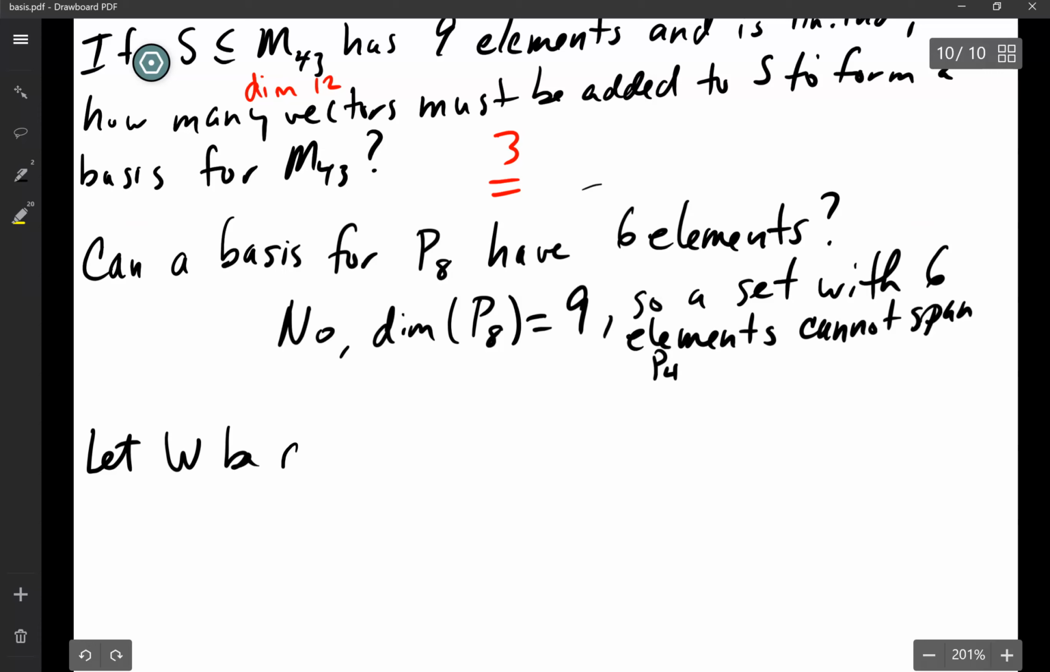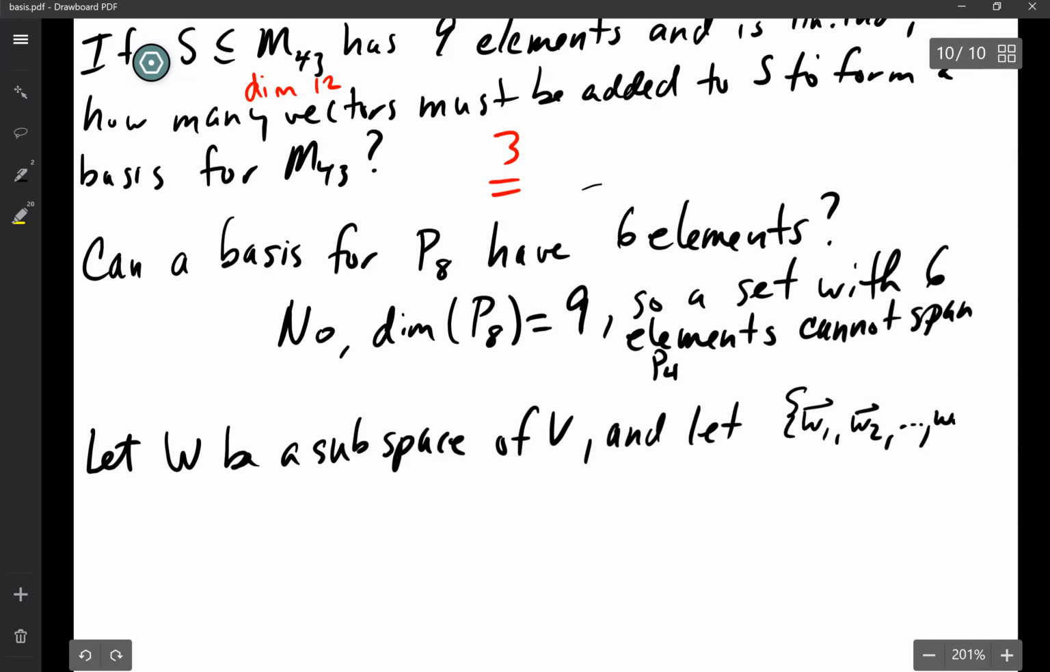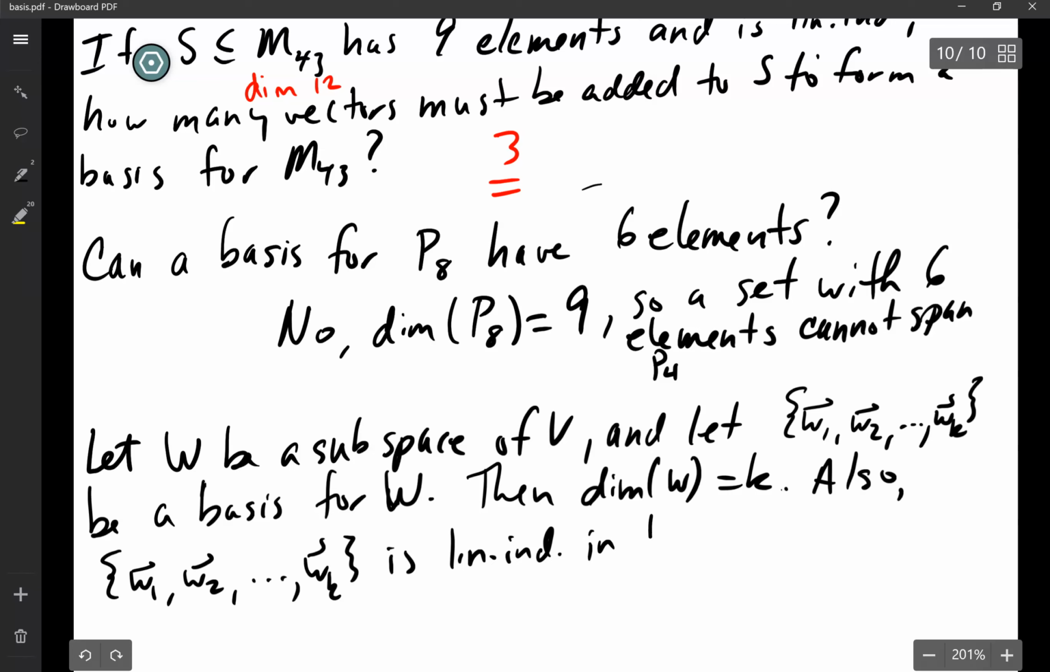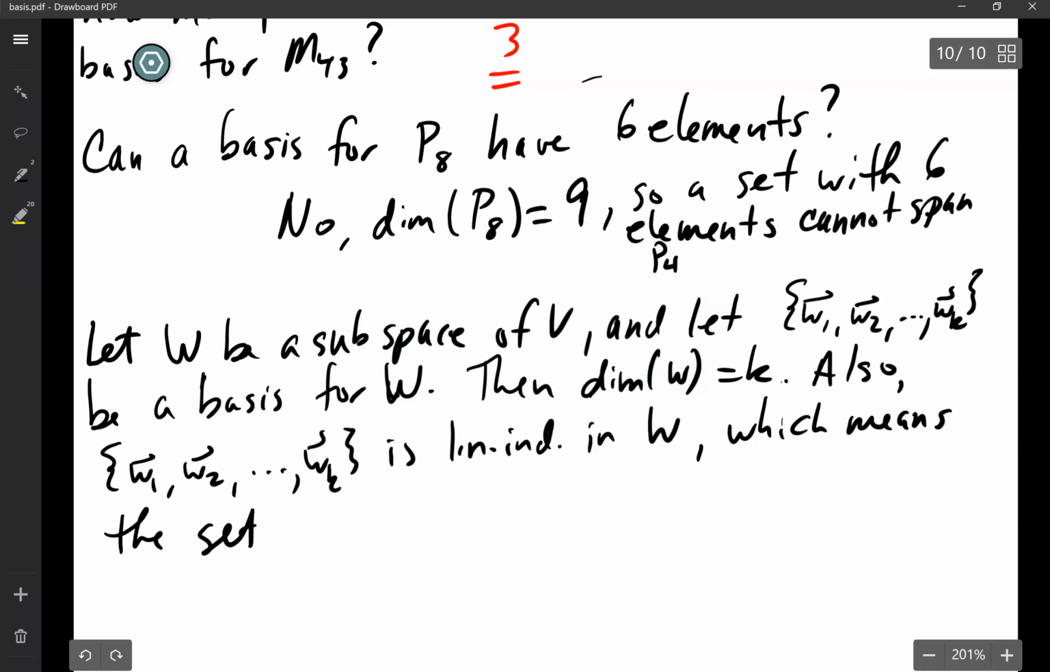If we let W be a subspace of V, and let, let's say, just call it W1, W2, out to WK, be a basis for W. Then since this is a basis, the dimension of W is K. Also, this set is linearly independent in W, which means that it's also linearly independent in V.